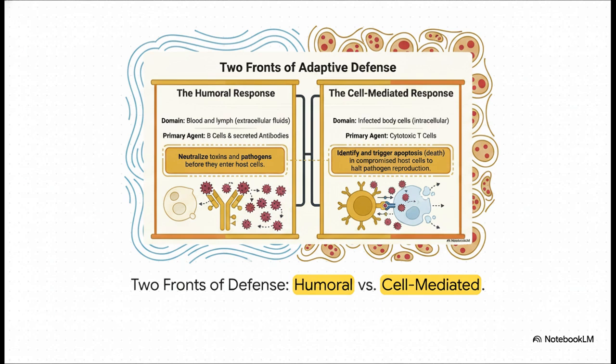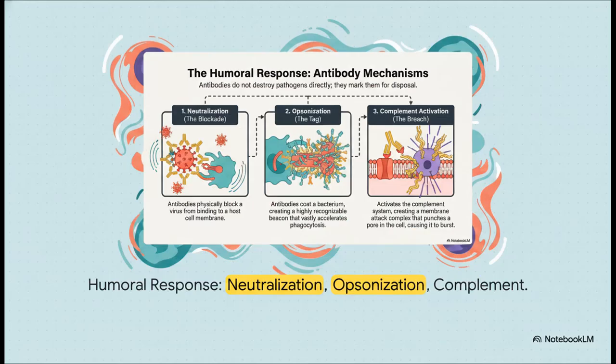The humoral response, driven by B cells and antibodies, secures the extracellular fluids, the blood and the lymph. It neutralizes toxins and pathogens before they can even enter host cells. Meanwhile, the cell-mediated response, driven by cytotoxic T cells, operates intracellularly. It specifically hunts down your own body cells that have already been compromised and infected by the pathogen. Let's move to the humoral response and see how this builds.